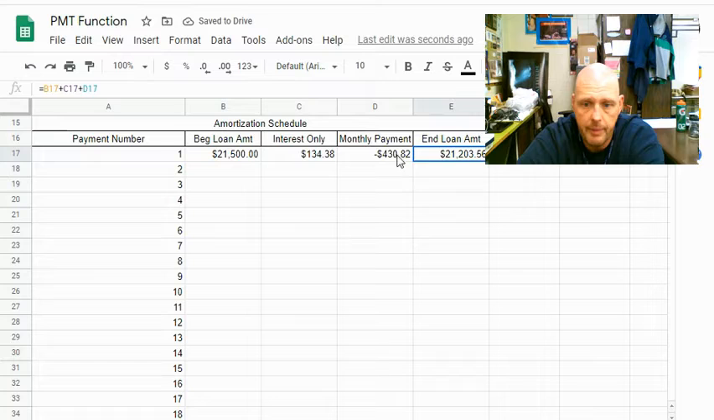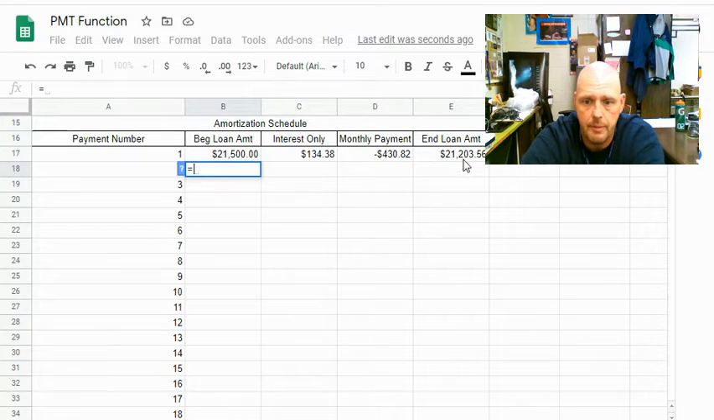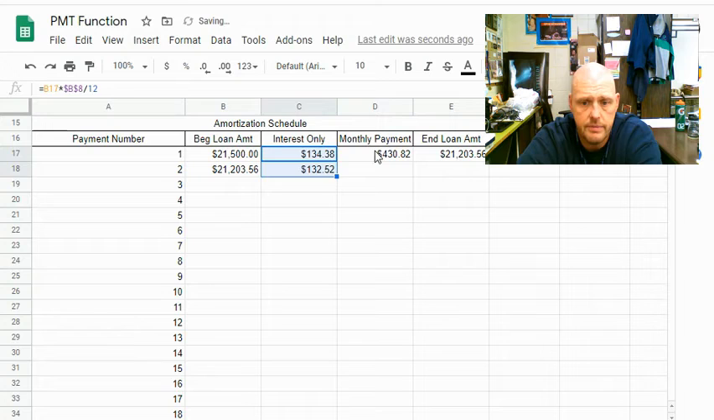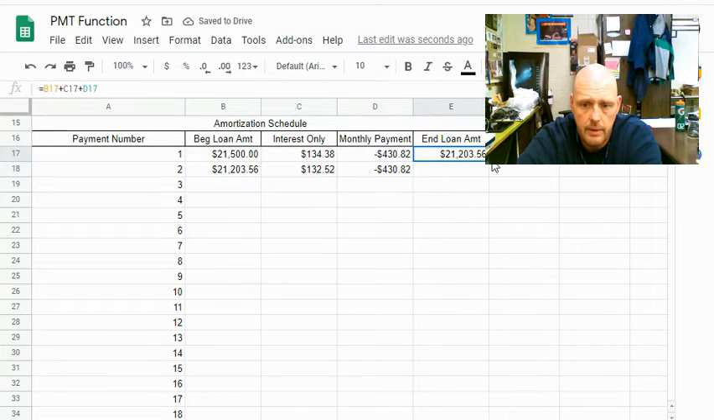I figure out payment number one. I bring the ending balance from payment number one to be the beginning balance of payment number two. I fill handle just one time. Does my interest go down? It does. Does my payment stay the same? It does. Does my ending loan amount, again, get just a little bit smaller? Yep, by about $300.